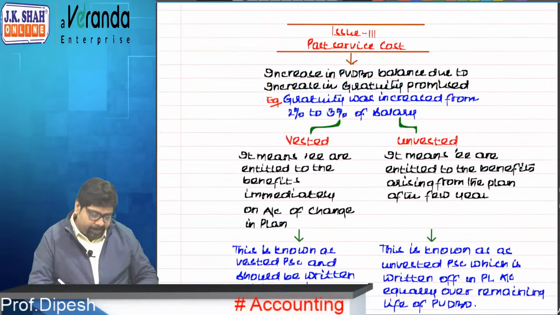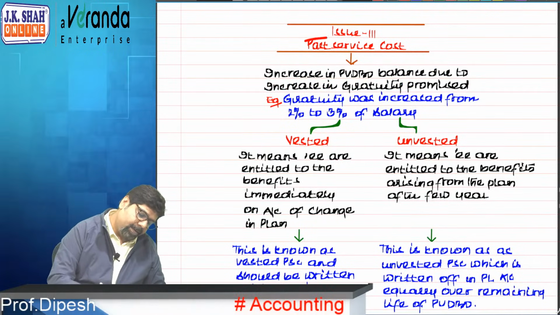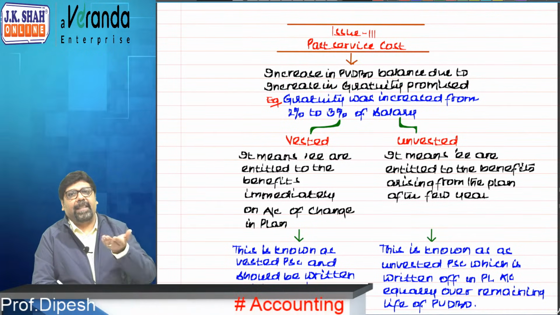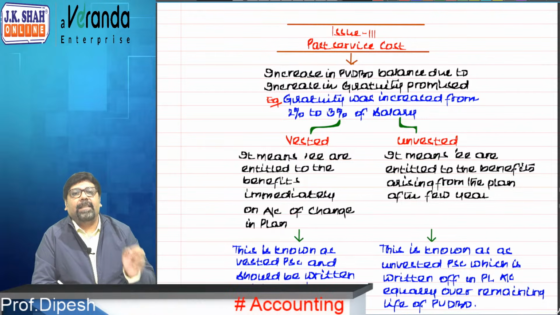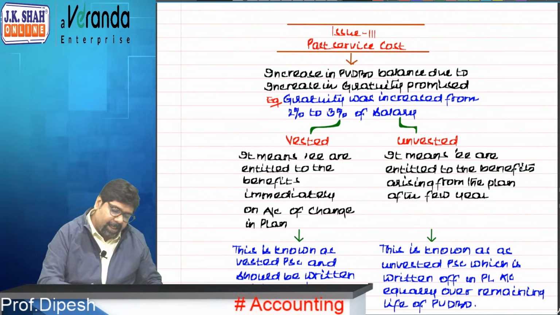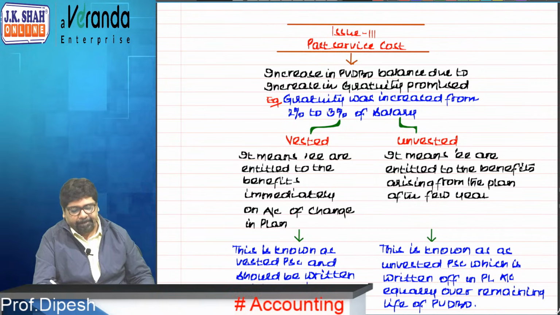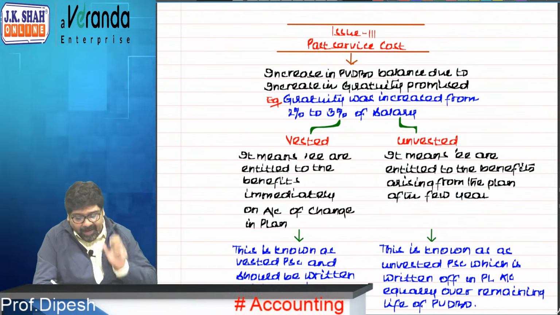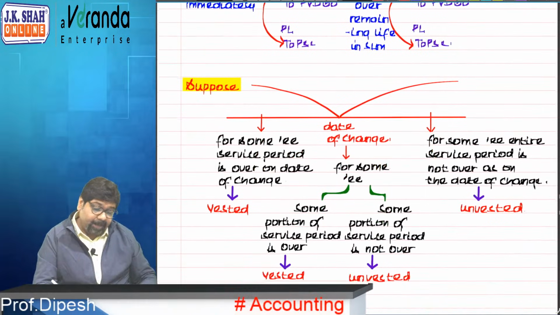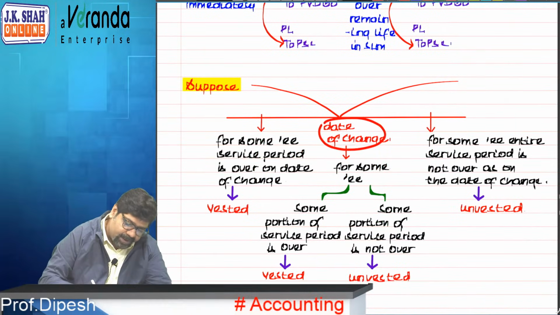Correct, chartered? Past service cost means increase in gratuity, because of an increase in the gratuity percentage. There is an increase in PVDBO balance due to the increase in promised gratuity. Gratuity increased from 2% to 3%. Now, chartered, understand, this is the date of change.